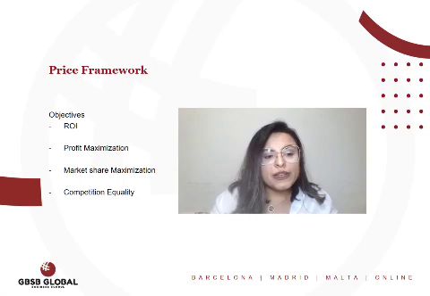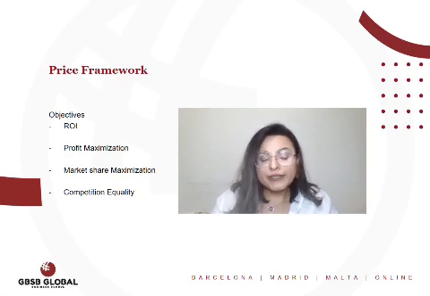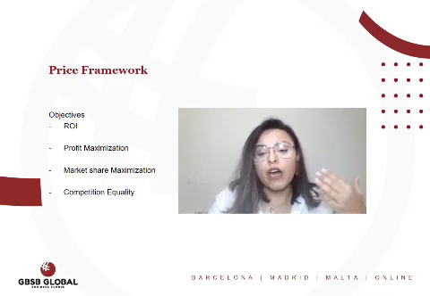Third, some companies search to increase and maximize their market shares. Some companies might go for a lower price in order to gain more market shares. It depends on the objective of the company.